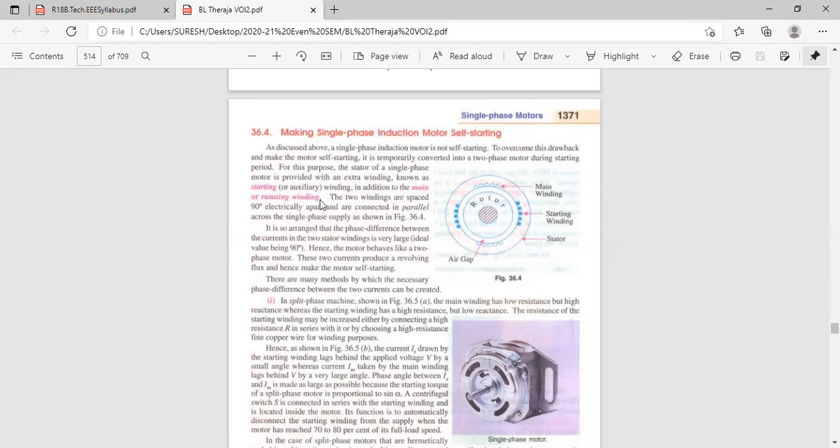Main winding or running winding. This is our main winding. See in the diagram, on the rotor, actually, there should be only one winding, that is the main winding. Then temporarily, they are adding one more winding here. What is that winding? Starting winding. See, this is the stator, the outer part. The inner part is the rotor.